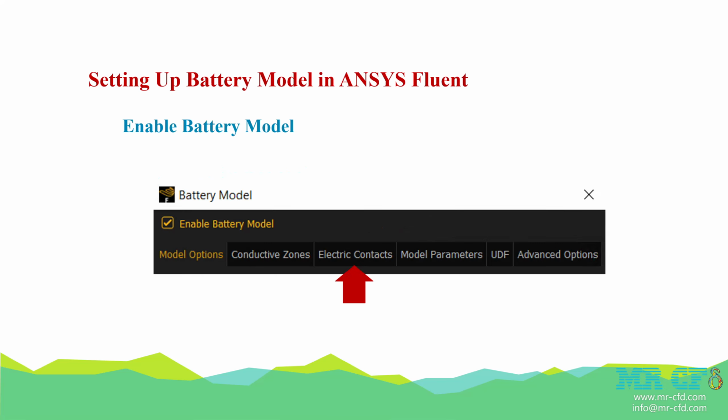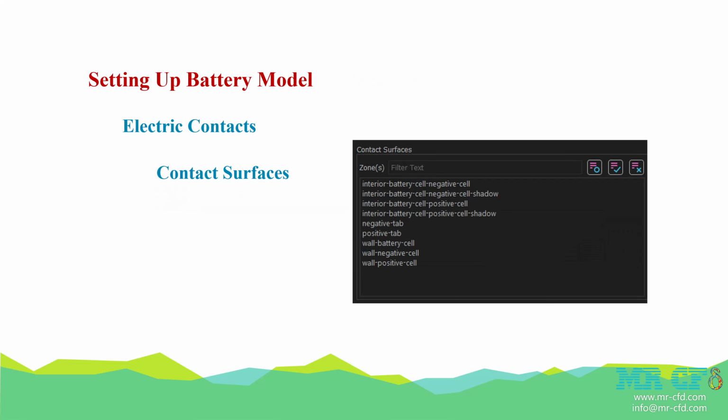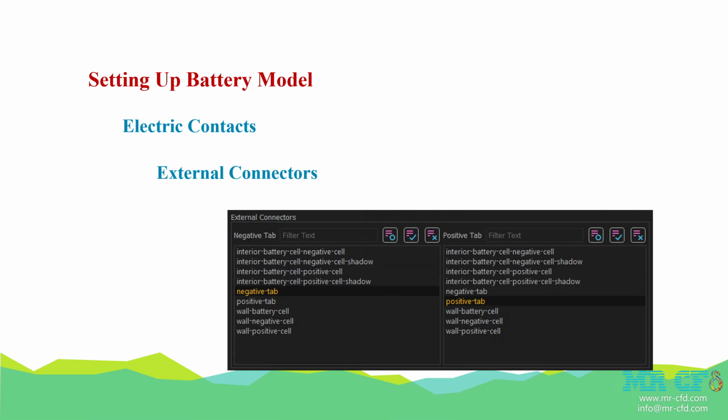The Electric Contacts tab allows users to define contact surfaces and external connectors. In the Contact Surface box, we can define the contact surfaces involving contact resistance. Note that considering contact surfaces in the battery system is optional. In the External Connectors box, we define the positive and negative tabs or terminals of our battery system. Note, however, that we define external connections when we use real connections in the battery system.